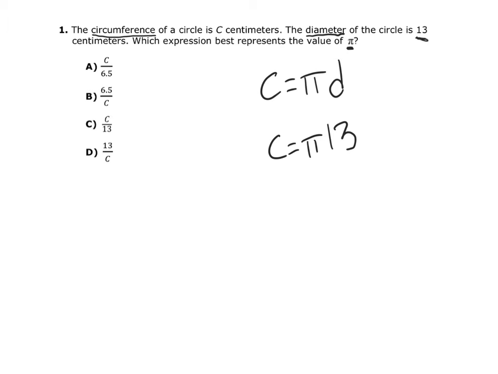So just like we solve normal equations, we're going to draw a line down the middle. And to get pi by itself, we have to get rid of 13. So we're going to divide by 13. Since we're multiplying pi times 13, we have to do the opposite, which is dividing. What we do to one side of our equation, we do to the other. So we get pi, cancels out the 13s. Pi is now by itself. And on the other side, we have c over 13. And that answer is C.